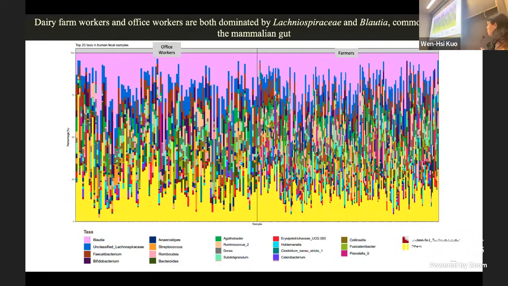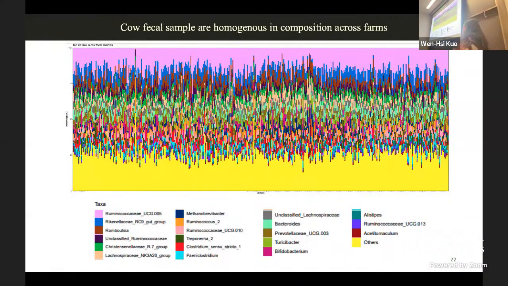Again, not going to spend too much time on this, but I wanted to emphasize that we're not seeing really major big picture patterns in the fecal microbiome between the two human groups. And they're dominated by common members of the mammalian gut. The cows are also pretty similar across the board. This is pretty interesting. There are repetitive samples in here, but this is from different farms. Very surprising that across the board, they're pretty much dominated and look homogeneous.